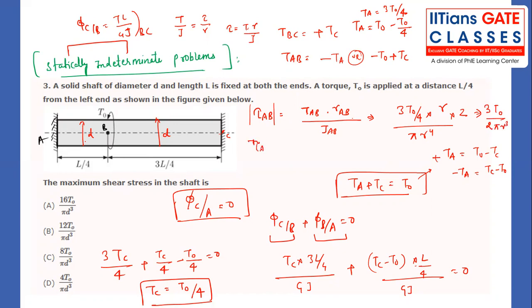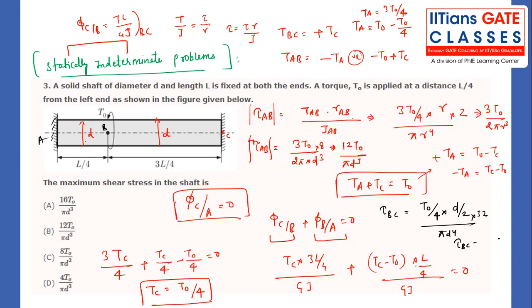So from here, what we can write? Tau AB, 3T naught divided by 2 pi r cubed, is what? d cubed divided by 8, so 12T naught divided by pi d cubed. This is the magnitude of the maximum shear stress in AB member, right? Getting my point. What is the tau in BC member? TC. What is the TC? T naught by 4. Remaining things will be same. Radius will be R, so we will be writing d by 2. J is what? Pi d power 4 by 32. So if you just calculate once again, what you are observing is 4T naught divided by pi d cubed.